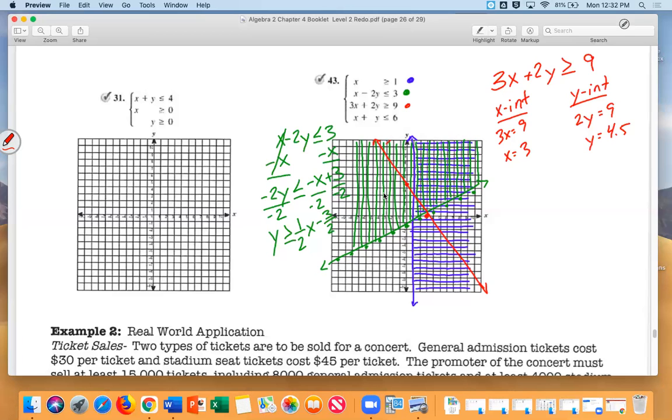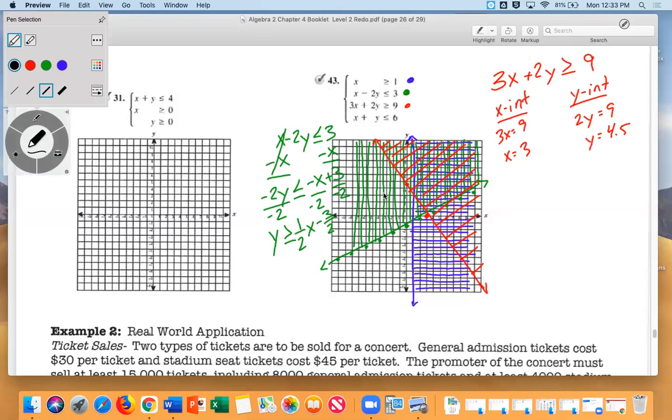All right, so here, shading above, thank goodness. So I shaded above. Last but not least, finally, a nice easy problem.